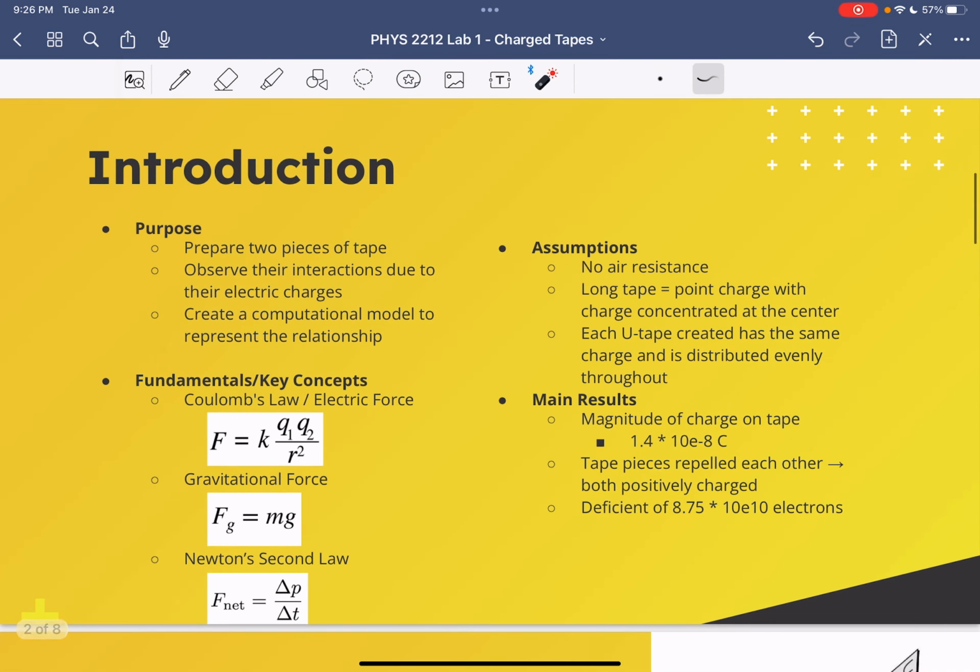So some introduction. The purpose of this lab was to prepare two pieces of tape and observe their interactions due to the electrical charges between the two. Then we were to create a computational model to represent the relationship, compare the two, and answer some last questions.